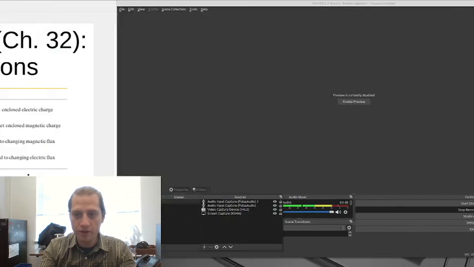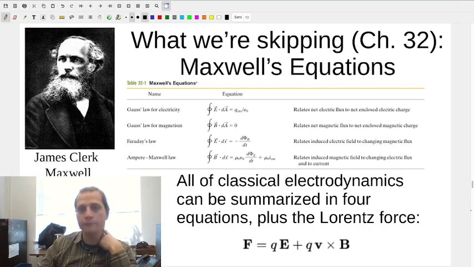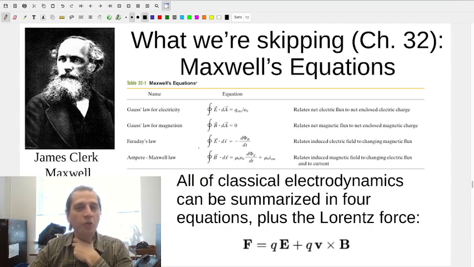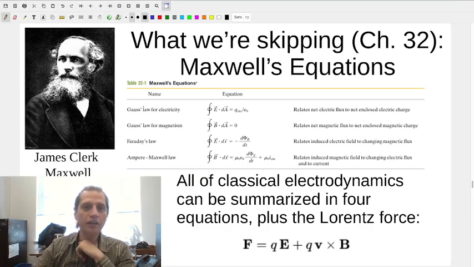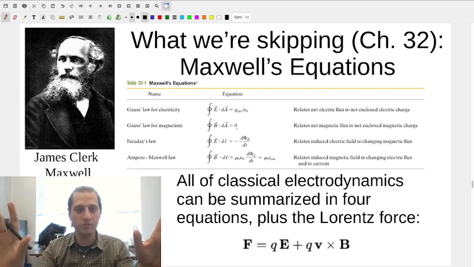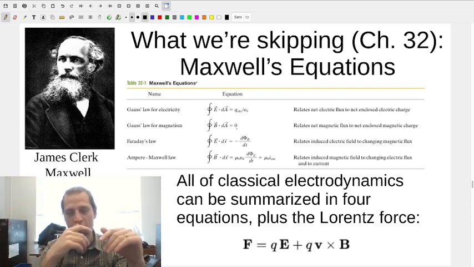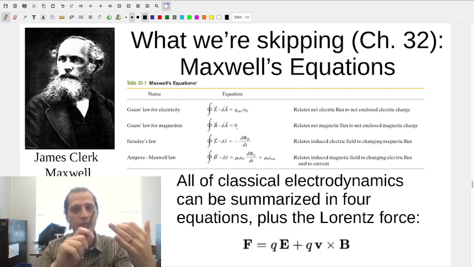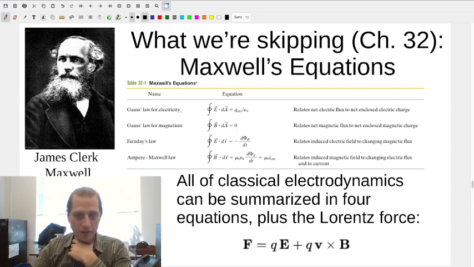All right, now, since we are at the end of the semester, we do have to kind of pick our battles. So what are we going to skip? Well, if you were going to take a junior level course in electromagnetism, where you'd probably start is with Maxwell's equations. And Maxwell's equations summarize all of this electrical material that we've been talking about. So we've just been talking about things like Gauss's law and Faraday's law. Those are also legitimate.